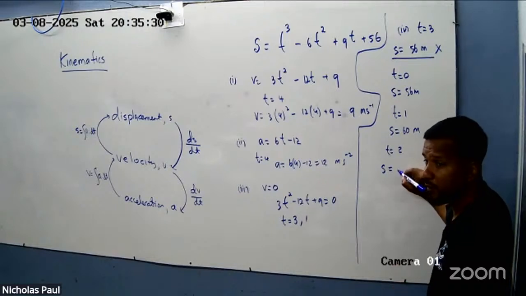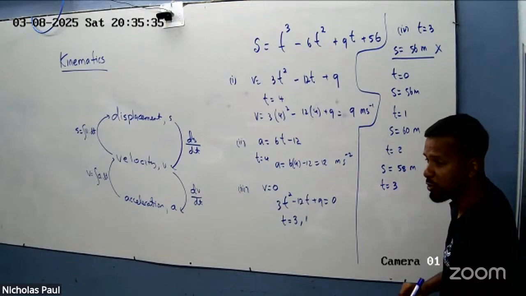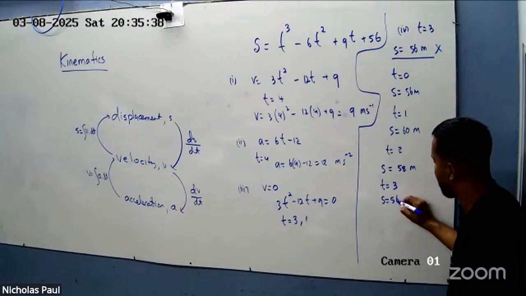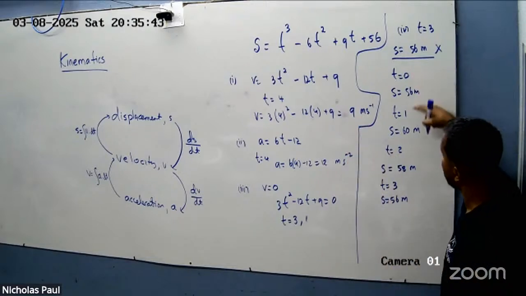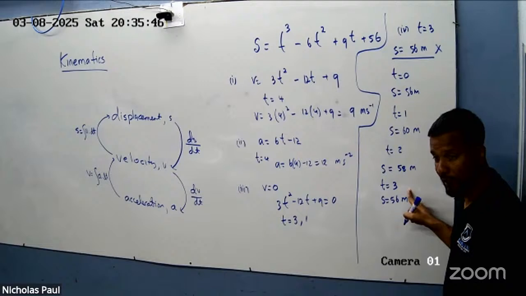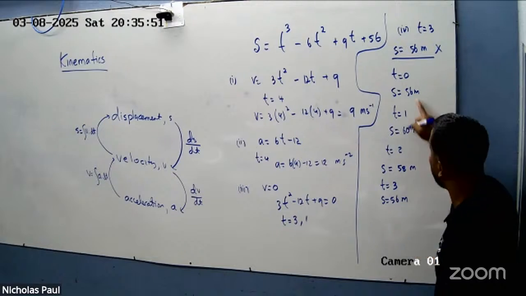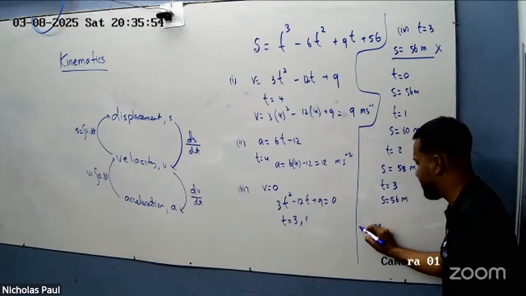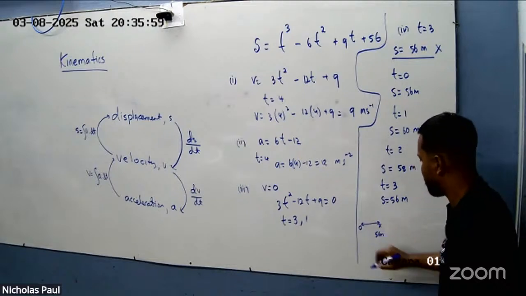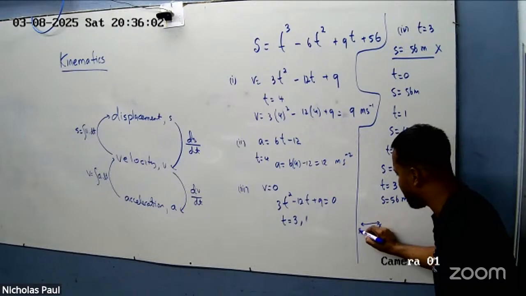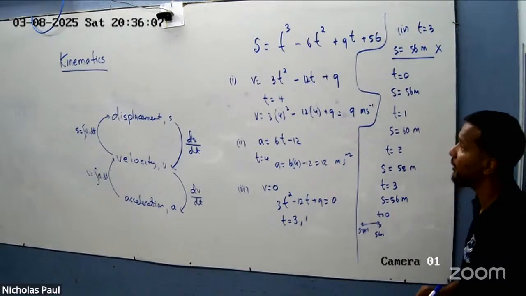How much? 58. And then we did t is equal to 3, and we got 56. So the question asks for the total distance traveled in the first 3 seconds. I want you to pay attention to what's happening. At the 0 second, he's 56 meters from where he started. Let me put start so I don't mix it up. This is when t is 0, that's 56.